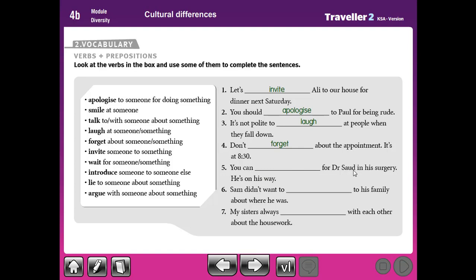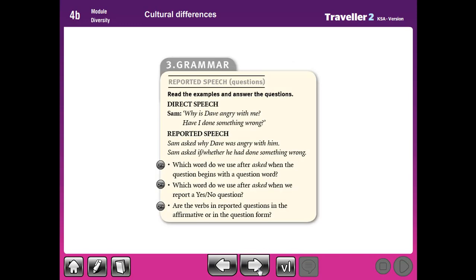You can wait for Dr. Saud in his surgery. Surgery means the doctor's place, the clinic, where he works. He's on his way, so you can wait for. So you wait for someone. Sam didn't want to lie to his family about where he was. So lie, to his family. My sister always argues with each other about the housework. They argue, with each other. These are the verbs we have here.